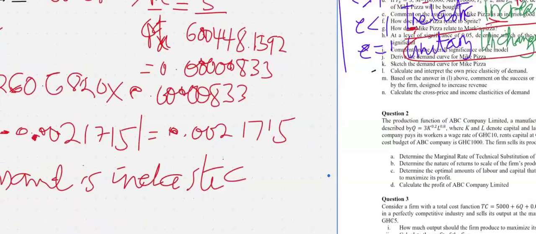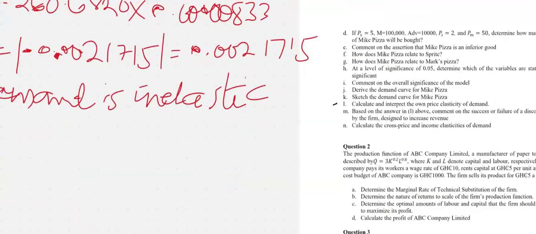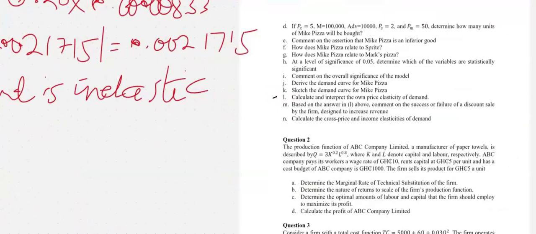Don't forget, from the L, we got that demand is inelastic. And the question is saying, based on the answer in L above, comment on the success or failure of a discount sale by the firm designed to increase revenue. So it's the TR test. A discount sale means you reduce or decrease the selling price, right? And the aim of the business is to increase revenue, right? So it wants to decrease price to increase revenue. But on what basis can the business do that?